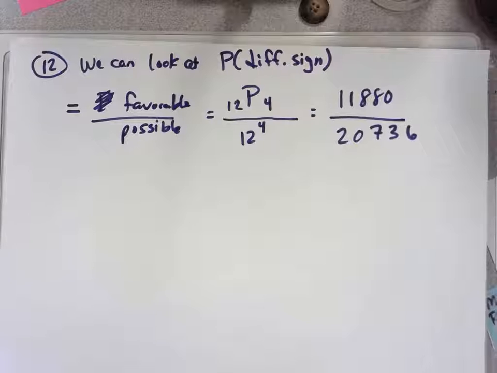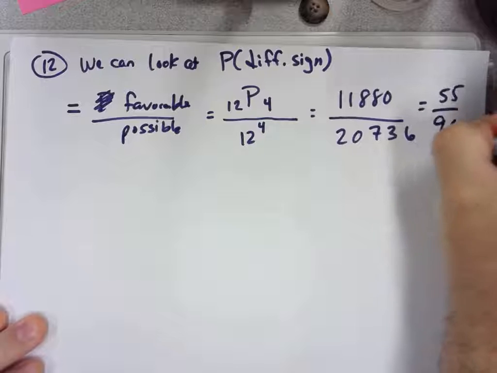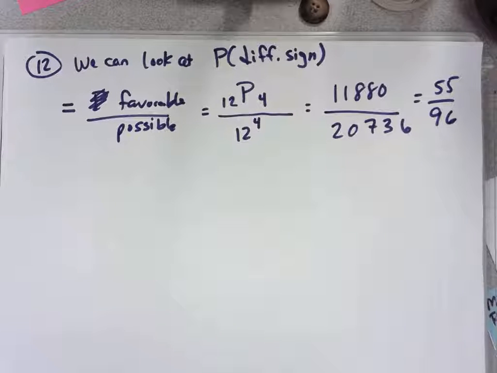Is it 1 or 55 over 96? 41 over 96. Okay, let me see. 11,880. Yeah, I got 55 over 96. Okay. It says on here correct answer. 41 over Yeah, we're not done.